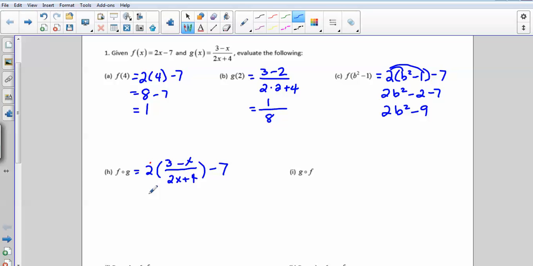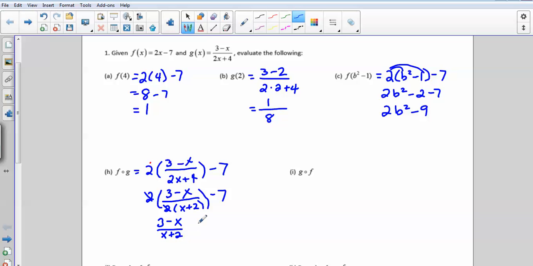So I'm going to keep the 2 out here. I still have 3 minus x in the numerator. My denominator is 2 times x plus 2. Now it's not wrong if you did it the other way, but it would require more work in the end because you do want your simplest answer possible. So those 2's cancel out. I have 3 minus x over x plus 2.